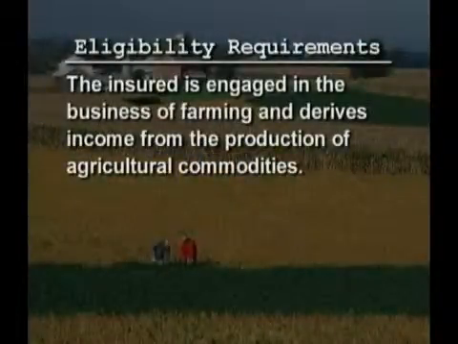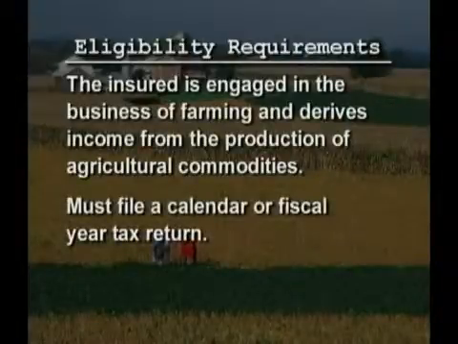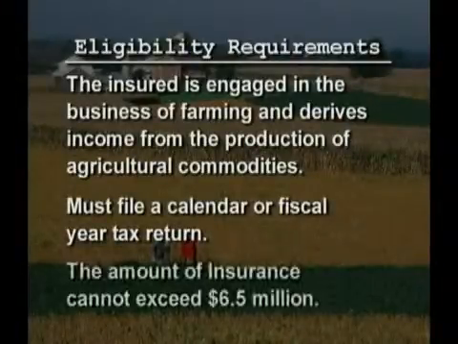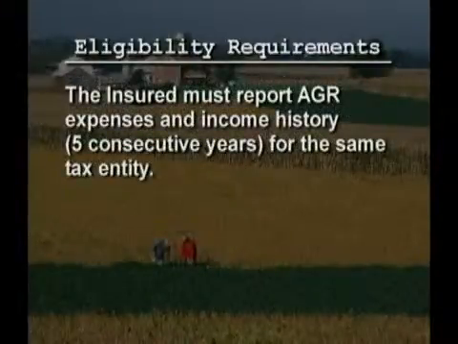Eligibility requirements must be met, which includes the insured is engaged in the business of farming and derives income from the production of agricultural commodities. A calendar or fiscal year farm tax return must be filed. Amount of insurance cannot exceed $6.5 million. Insured must report the AGR expenses and income histories for 5 consecutive tax years for the same tax entity.